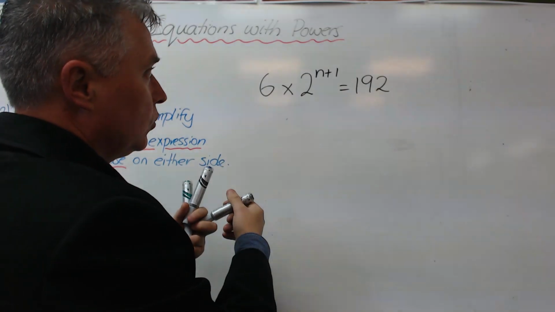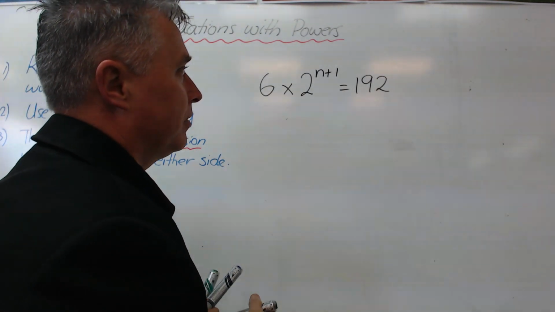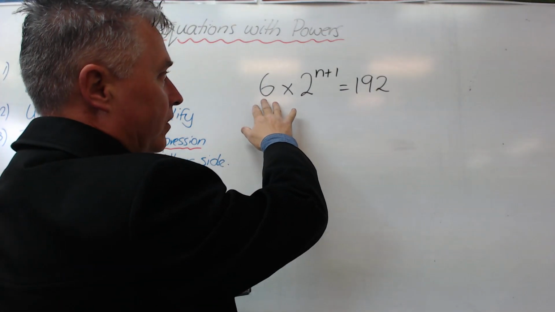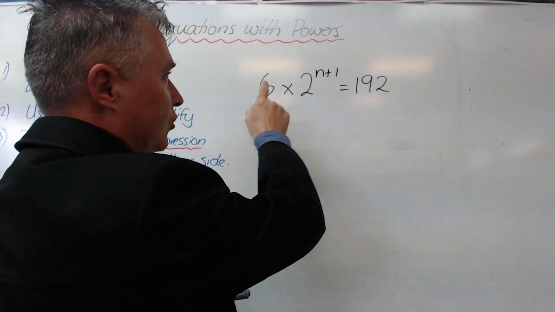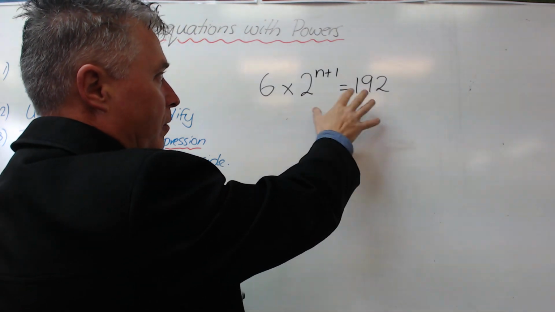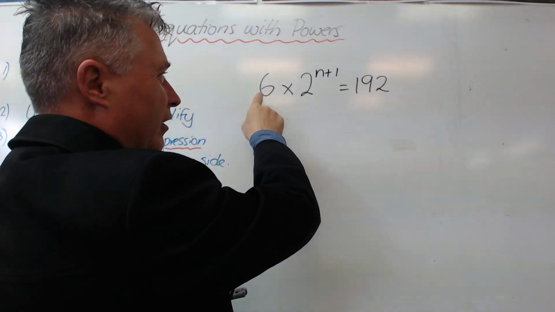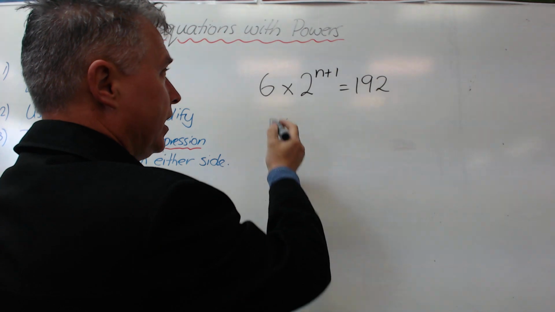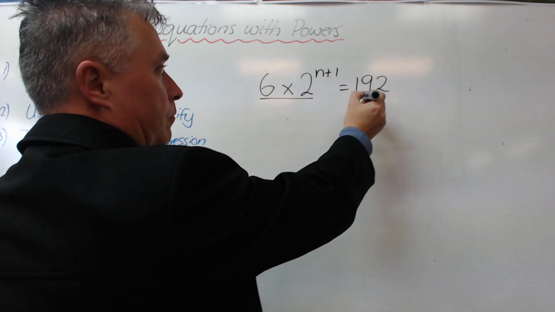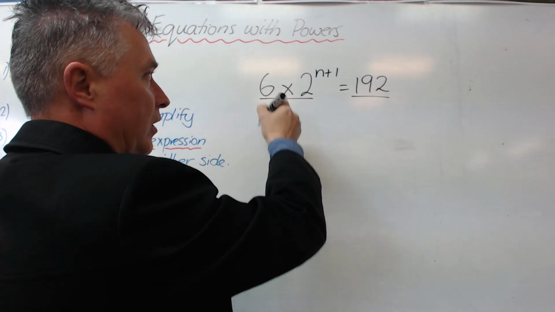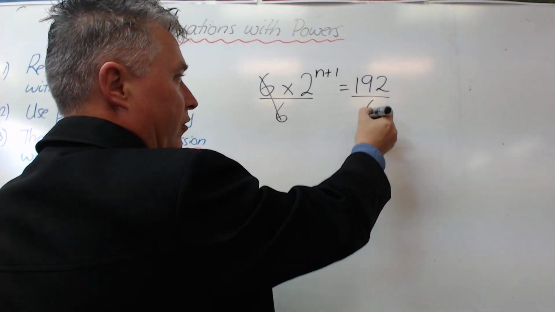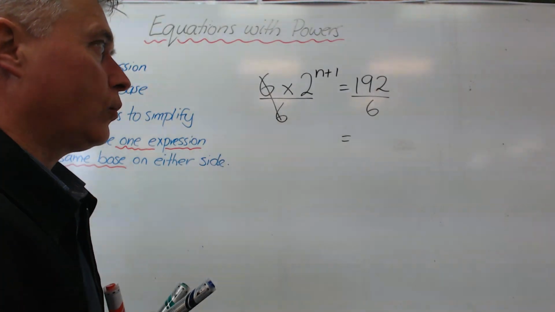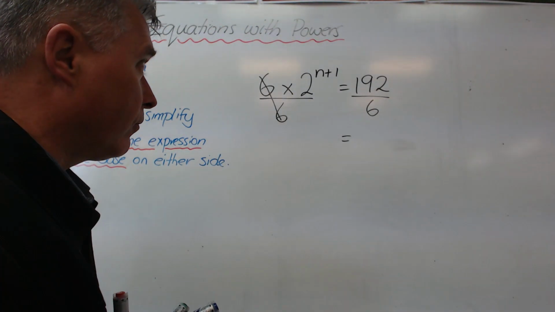Now, I need to get the bases the same. What I could do is try and turn these into the same base, but I've got a 6 and I'm thinking, no, I can't turn it into a power of 2. The easier way would be to just divide both sides by 6. 6 divided by 6 is going to cancel out, and this is going to be divided by 6. So that got rid of our 6, which we couldn't turn into the same base. That was probably the easiest way to do it. Now you might come up with a different way.